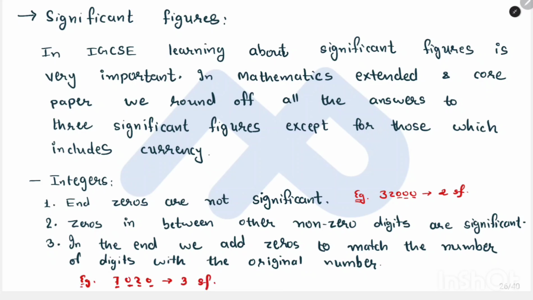Third, in the end we add zeros to match the number of digits with the original number, which we are already doing in the case of integers. I'm reminding you that in integers we add end zeros to match the number of digits with the original question, whether it's being done in significant figures or decimal places or nearest 10, 100, whatever it is. The final answer in the case of integers must have exactly the same number of digits as the question, but not in the case of decimals.